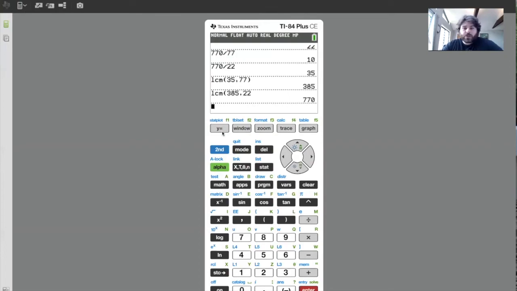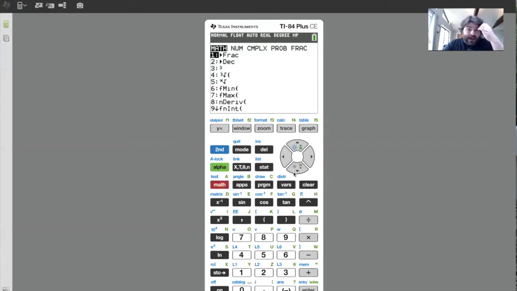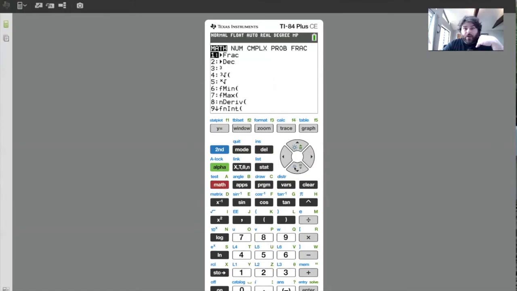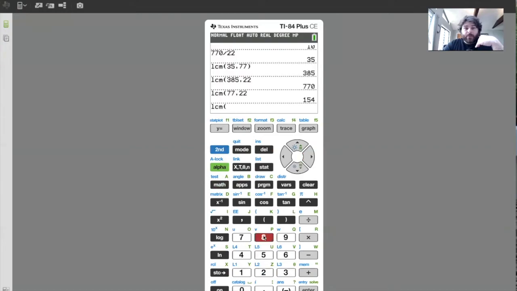Now, it doesn't matter which two I pick. If I were to do math, number, 8, and let's say I pick 77 and 22, and I find the least common multiple of those, and then repeat the process with the least common multiple of the number I just got and my third number, which was 35, I'll still get 770. So it's a really cool way to do that problem if you're not into just the division thing, or you just like using your calculator a little bit better.